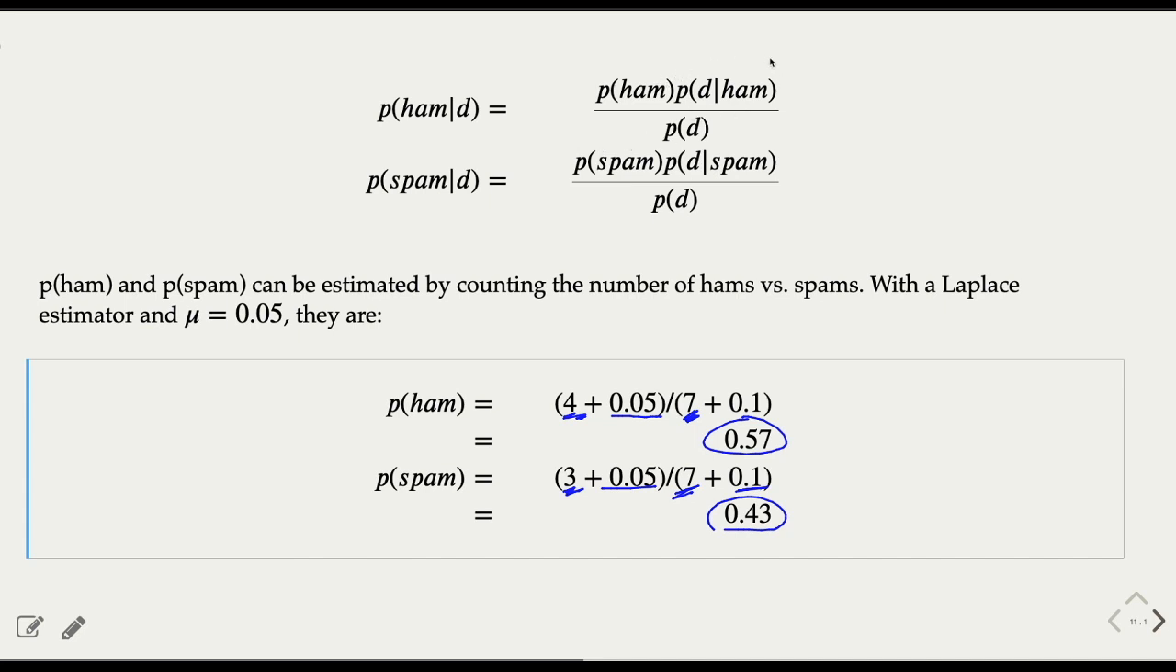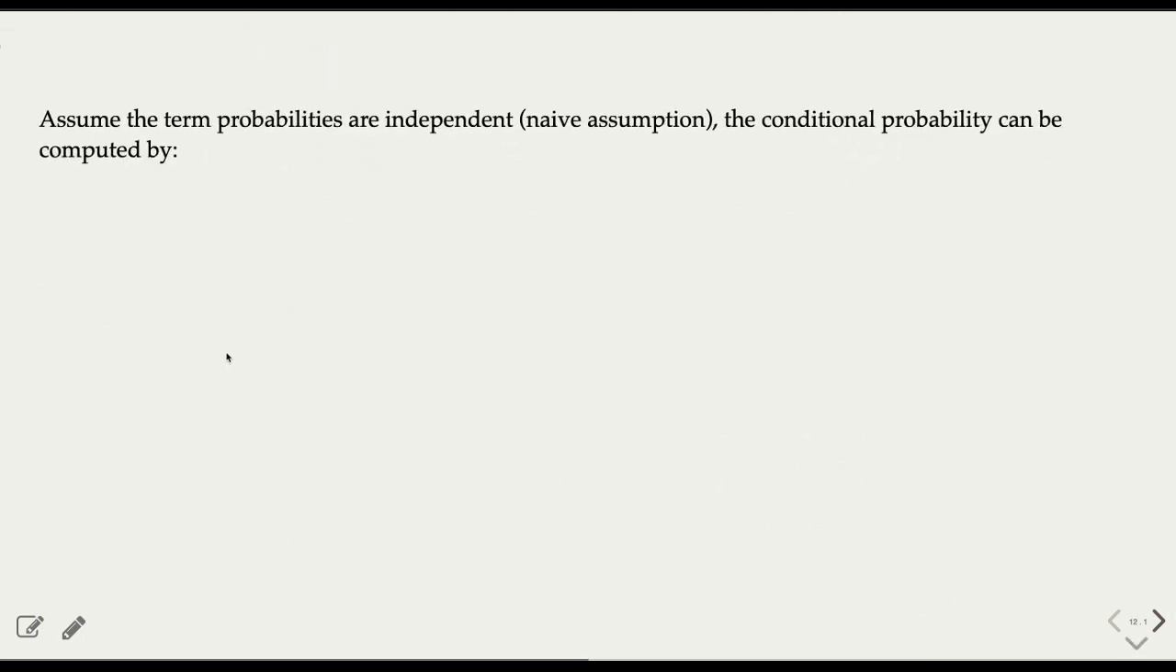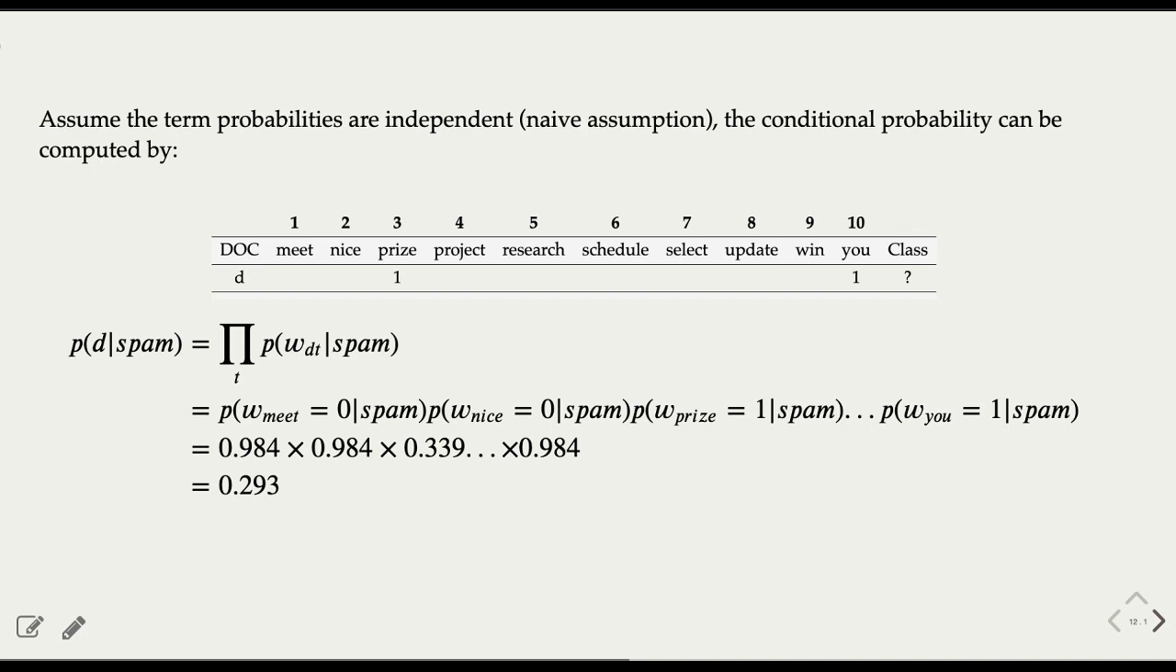Now we need to look at the P(D given ham) versus P(D given spam). Okay, so let's look at how we can do that. Assume the term probabilities are independent, and this is a naive assumption. Assume that the terms in the documents appear independently. They have no relation or association with one another, and this is a very naive assumption, but it helps us to do the math.